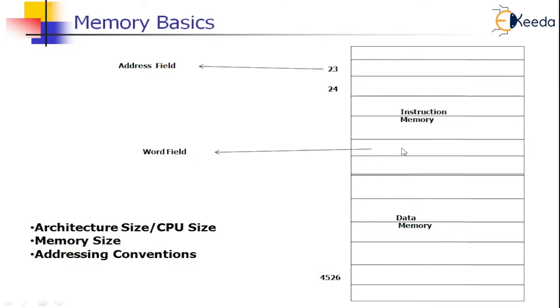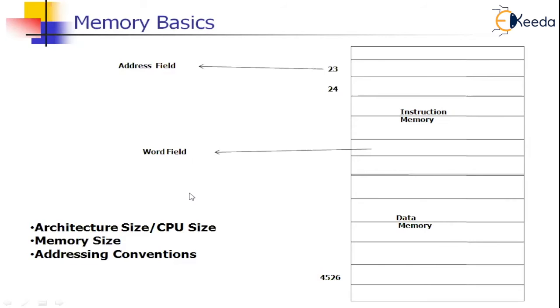Okay, so this data field can be either an instruction or an actual operand. In the instruction memory, we are going to have the instructions. In the data memory, we're going to have the data operands. So the word field can hold either the data item or the instruction item. I hope you got it.